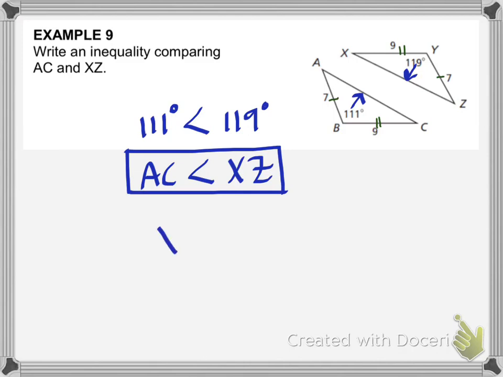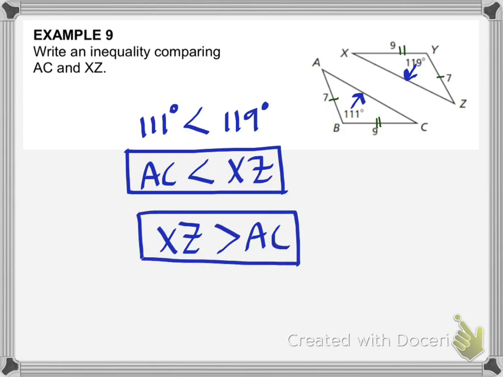You could also write it as XZ is greater than AC. You could flip it around the other way. Those both mean the same thing.